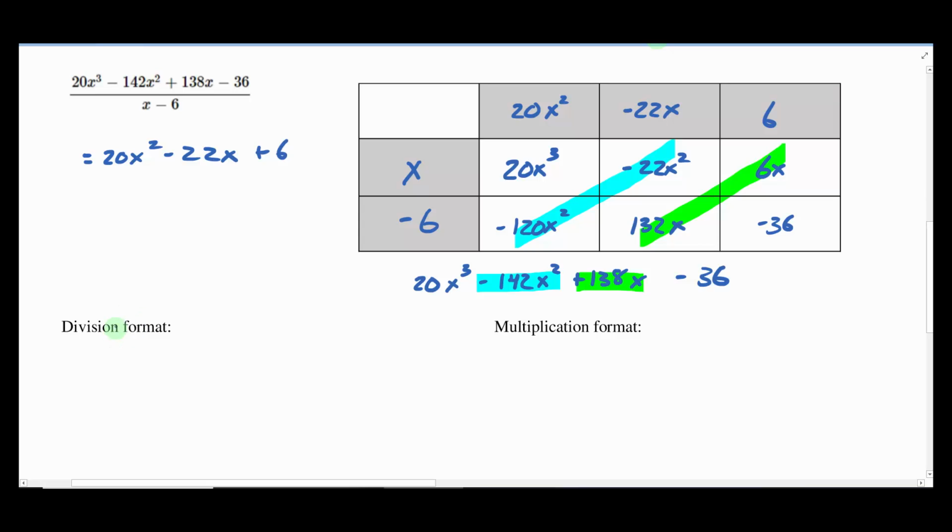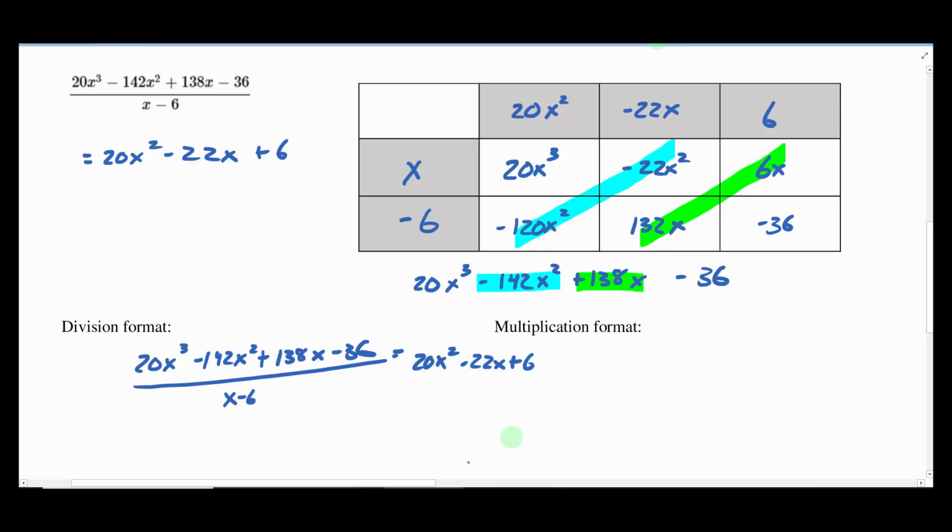Now down here you see this thing, it says division format and multiplication format. So it's just a way of kind of writing what's going on in this box. One way we could write it is just like what we have up here. In the division format we could say 20x cubed minus 142x squared plus 138x minus 36 divided by x minus 6 equals, and then we would write this thing, 20x squared minus 22x plus 6.